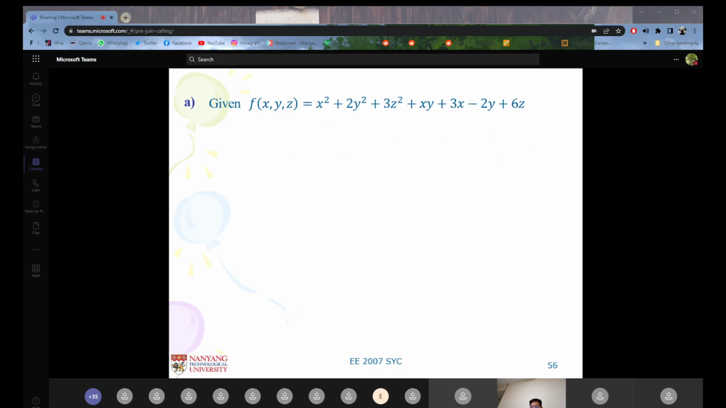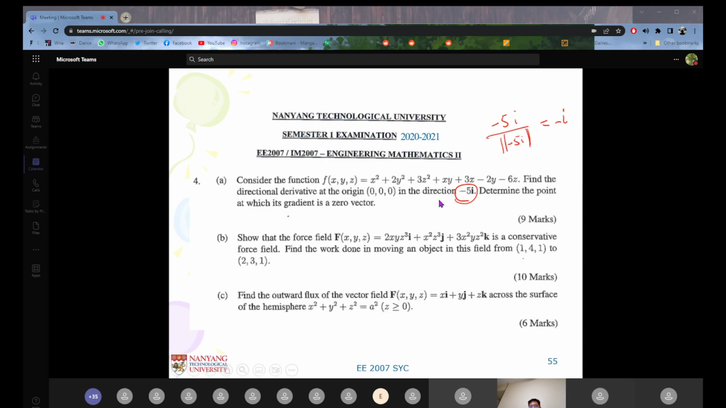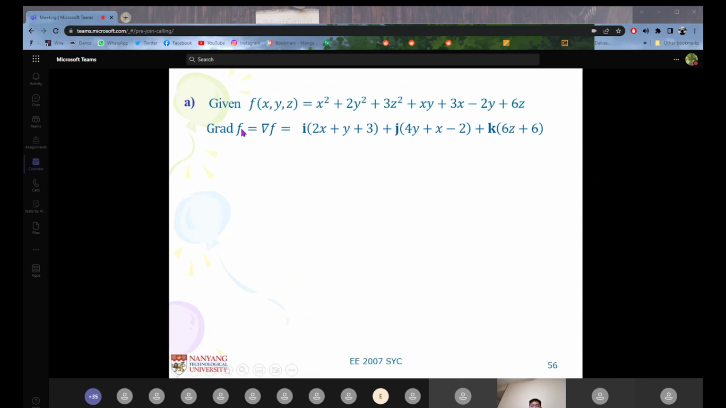Okay, so the first part is given by this. So what do we need to do? We need to find the directional derivative. First of all, I need to find the derivative, so apply the del operator onto this, I will get this. Okay, so the directional derivative with respect to this direction, bear in mind, this is the unit vector representing the direction of minus 5i. Unit vector, very important.